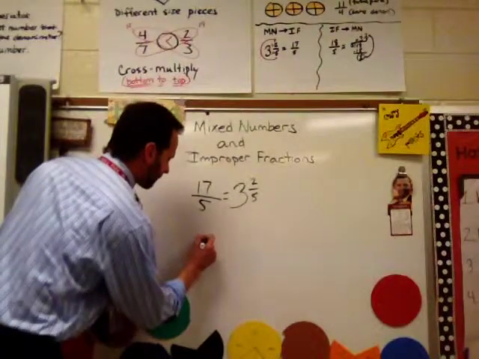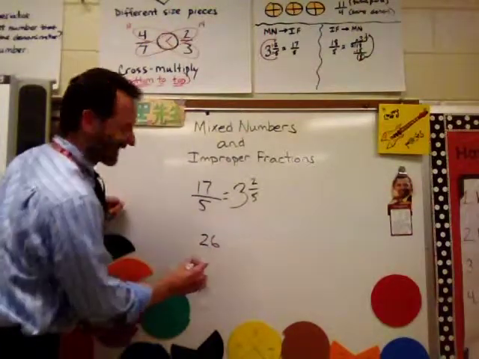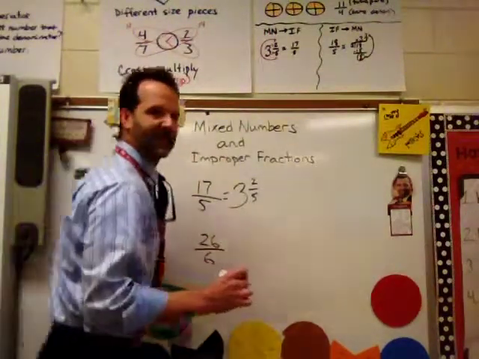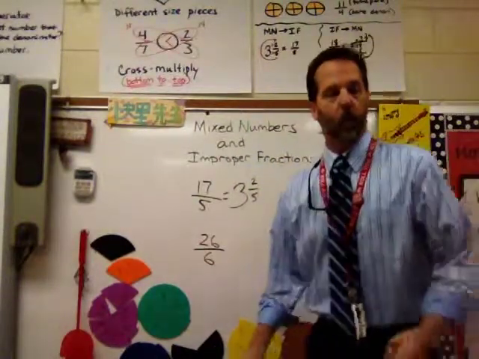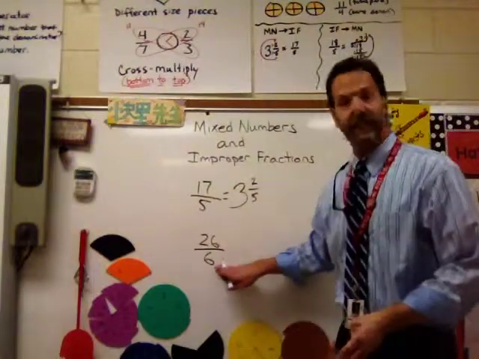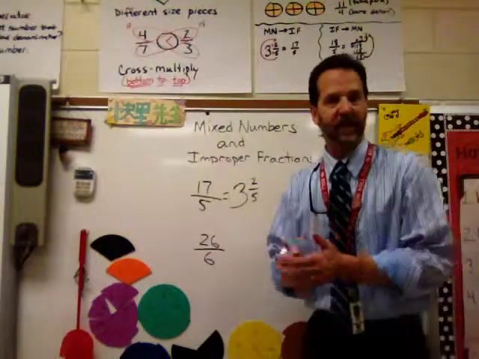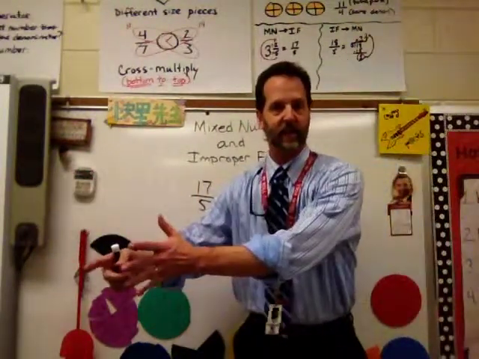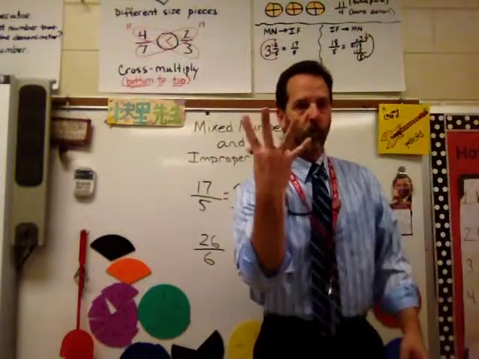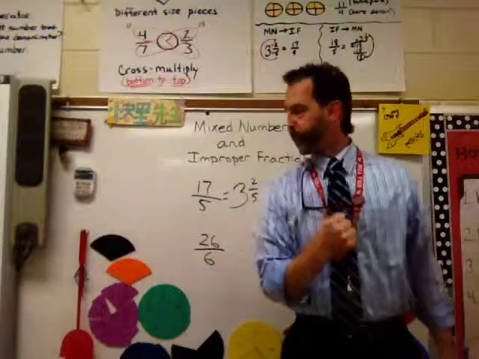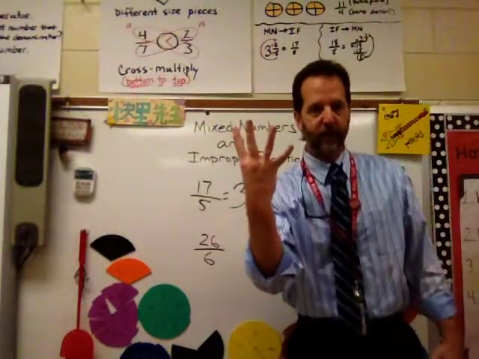If we had 26 sixths, okay? We're going to put things in groups of 6. Let's see how many groups of 6 we could take. 6, 12, 18, 24, 30. Nope, 30 is too big because I only have 26. So 24 was as close as I could get.